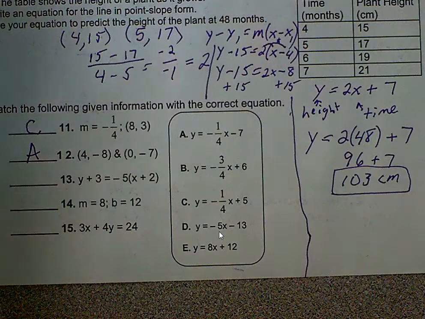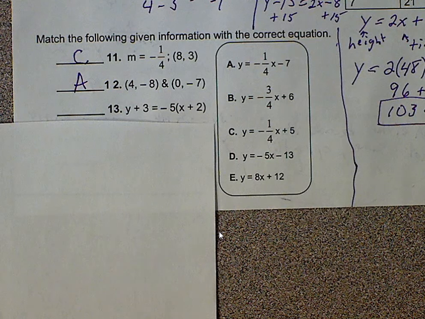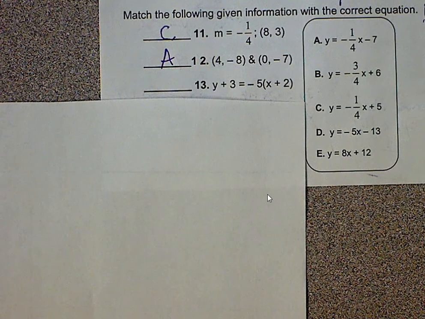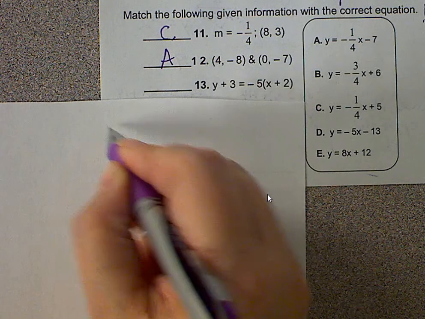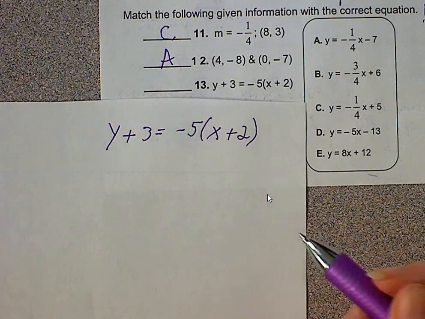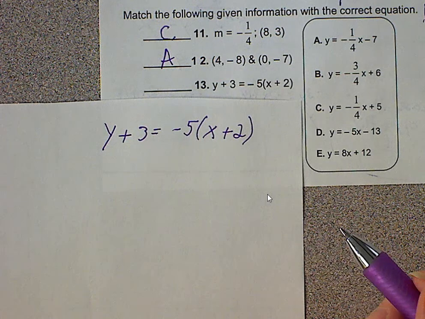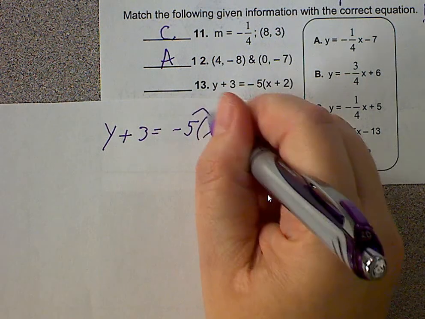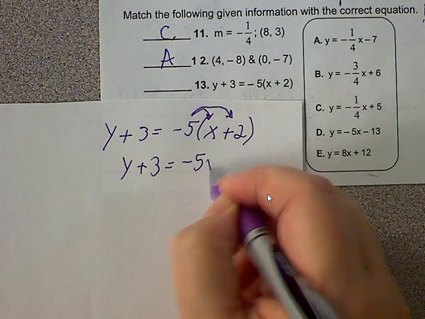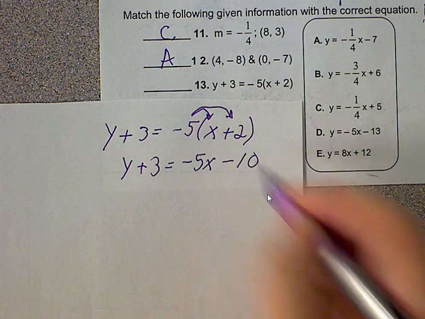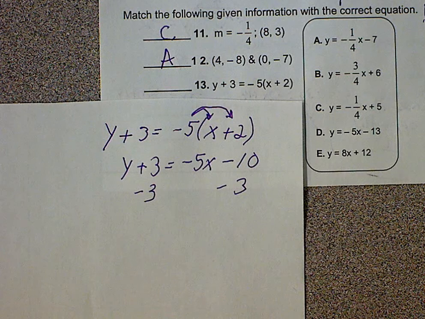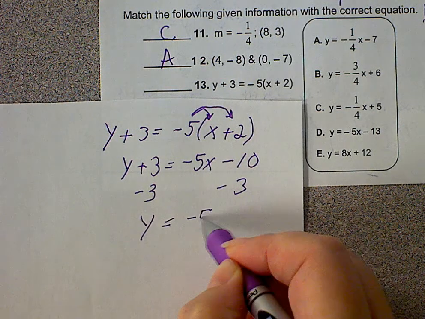Alright, number 13. So I have y plus 3 is equal to a negative 5 times x plus 2. How do I get this into my y equals? I have to first distribute this. So I have y plus 3 is equal to a negative 5x. Negative 5 times 2 is negative 10. Then I subtract 3. Y is equal to negative 5x minus 13. So the answer is D.